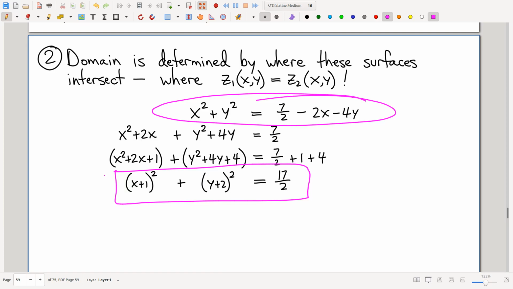Everybody see the process there? Just make sure not to step on that land. Don't set equations equal to each other. It's not a thing. It doesn't make any sense.